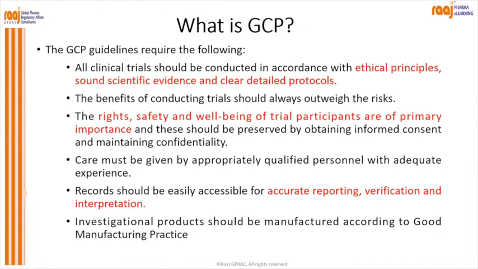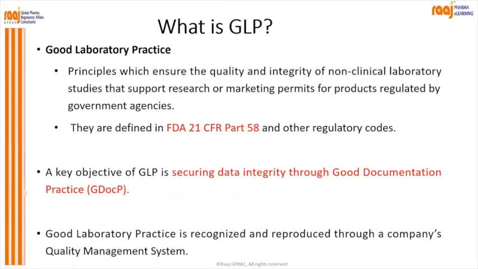Investigational products should be manufactured according to good manufacturing practices. Suppose you manufacture a product in an area which is not hygienic, which is not properly ventilated, or where cross-contamination is always there, then what will happen? The same product you are going to test on the human body, the person may get affected. Am I right? So ensure that whatever products you are going to test on humans are manufactured under GMP areas.